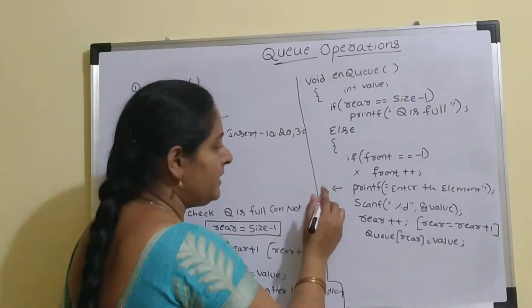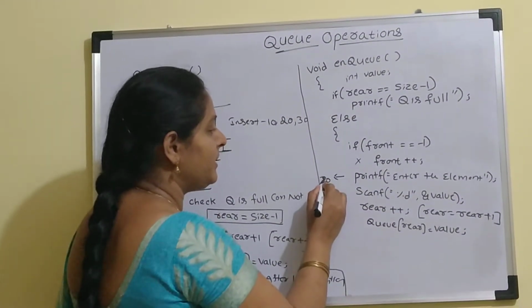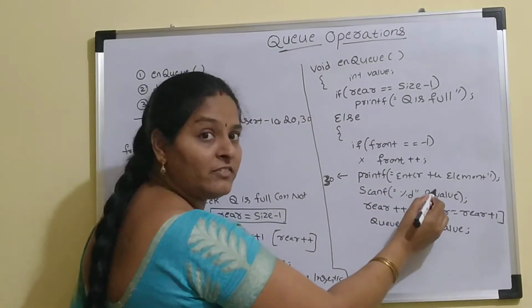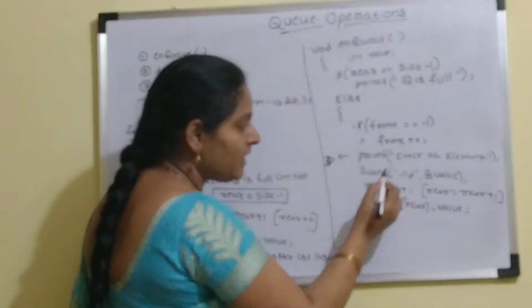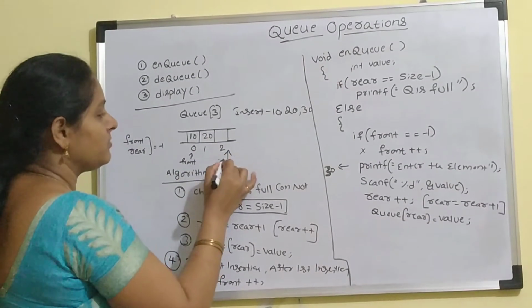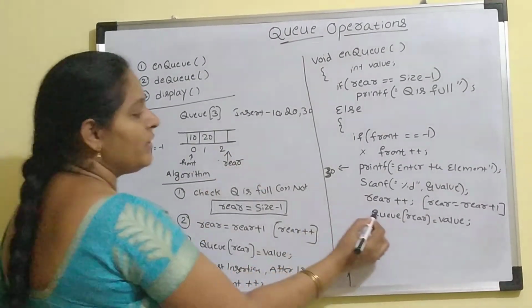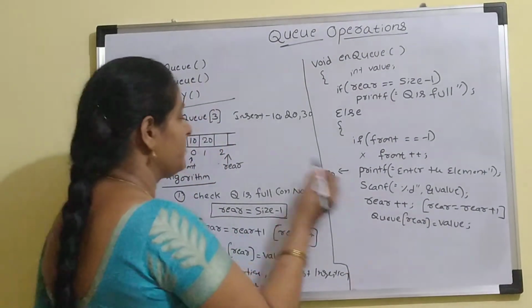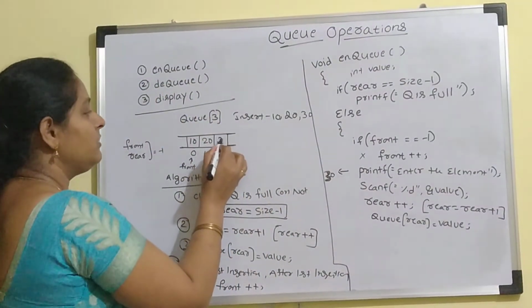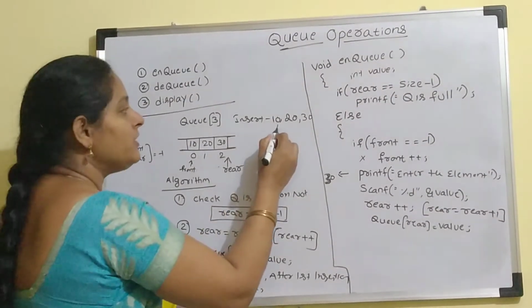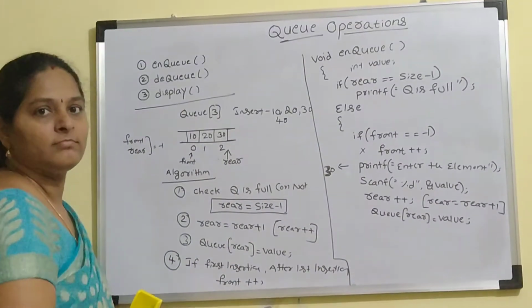Enter the element. Here I am entering 30. Read the 30 and put it in the variable value. Now, next, increment the rear pointer by 1. So, this rear pointer moves to the next position. Now, wherever the rear pointer is pointing, at that position insert the value 30. Now, Q of 2 equal to 30. Right? Try to insert one more element, 40.